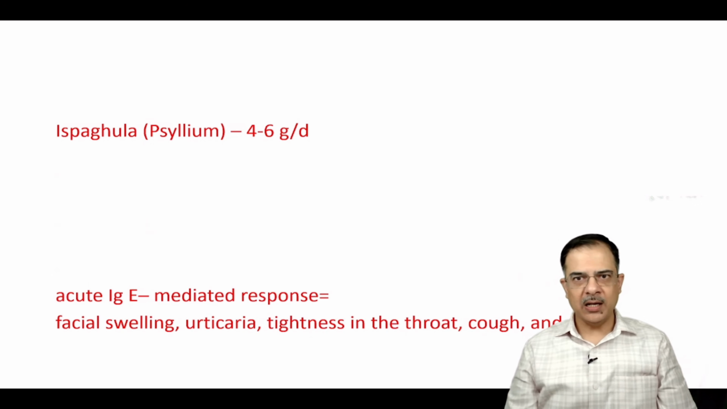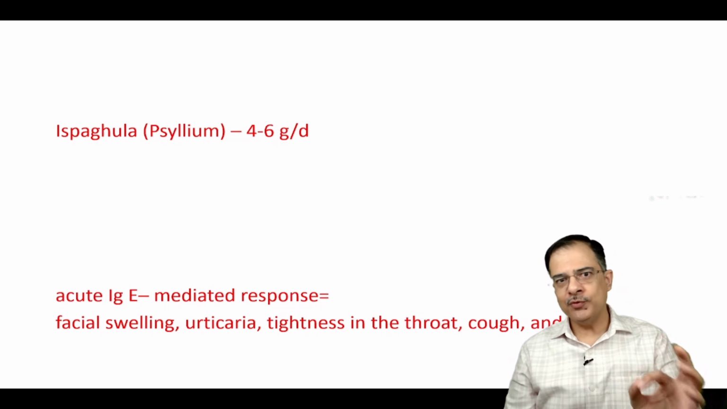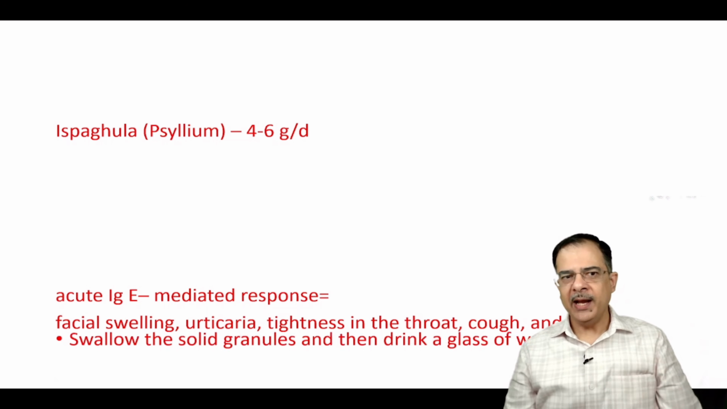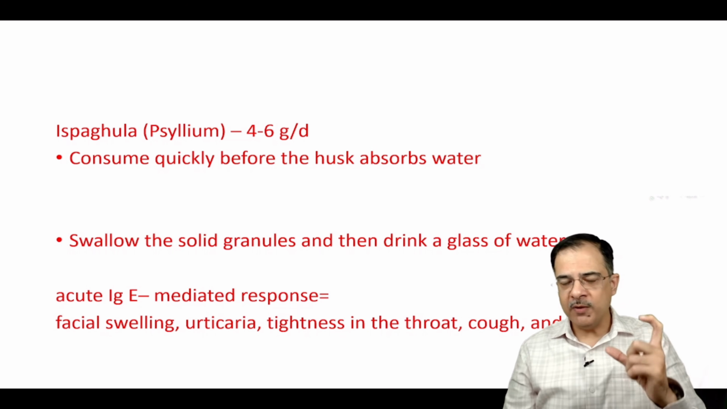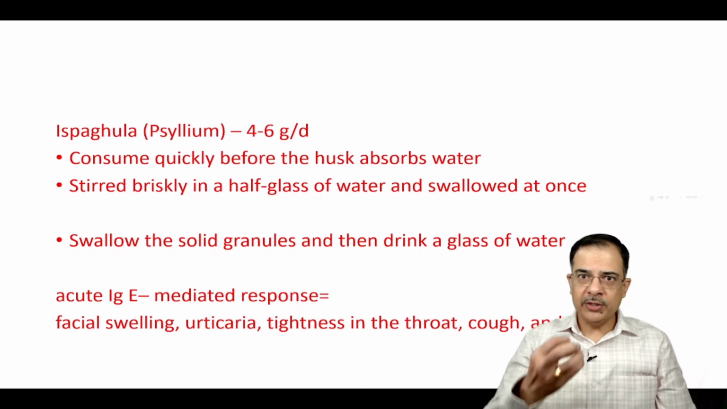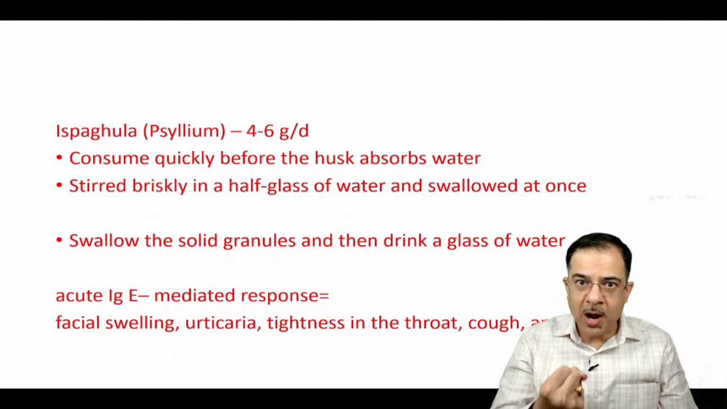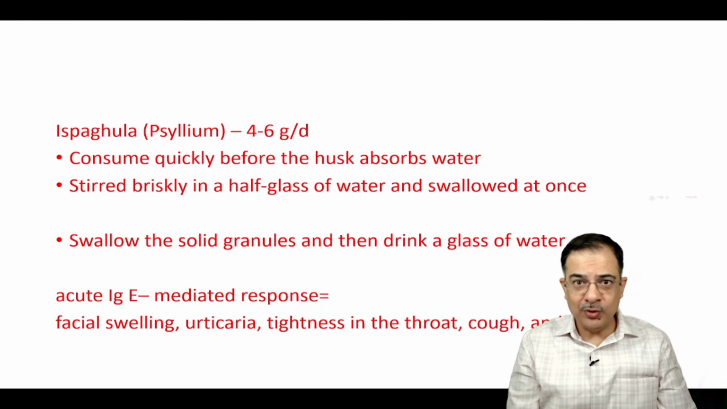Now, what are the fibers available in the market? That is psyllium, also known as isabgol, popularly known as isabgol. The dose is 4 to 6 grams per day, and importantly it should be consumed very fast before the husk absorbs the water, because if the husk absorbs the water, it becomes hard. So it will be difficult to swallow and it will aggravate constipation.